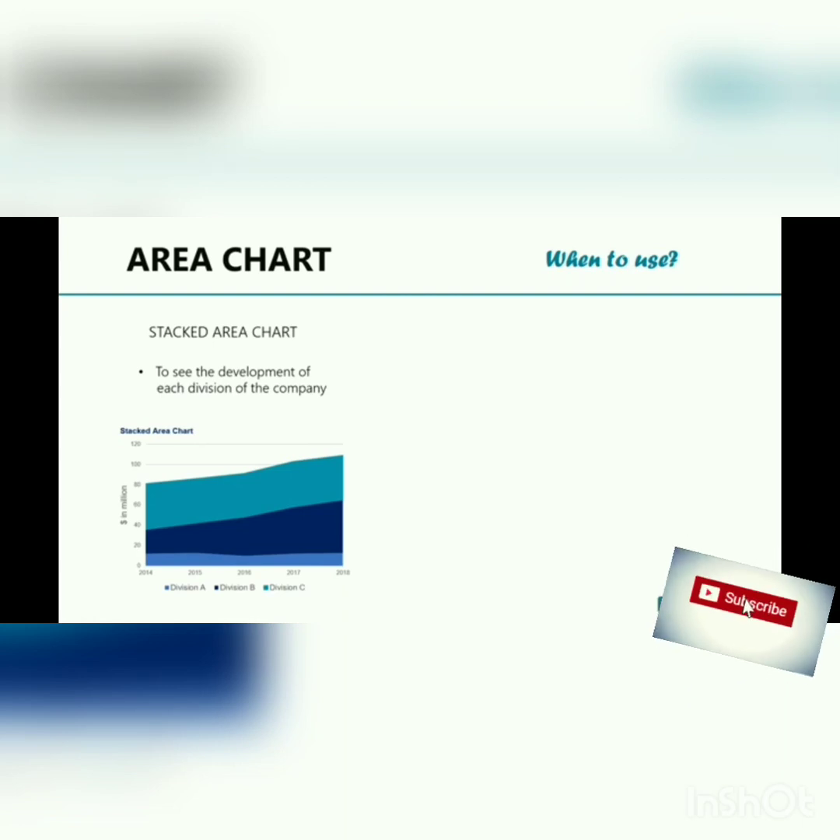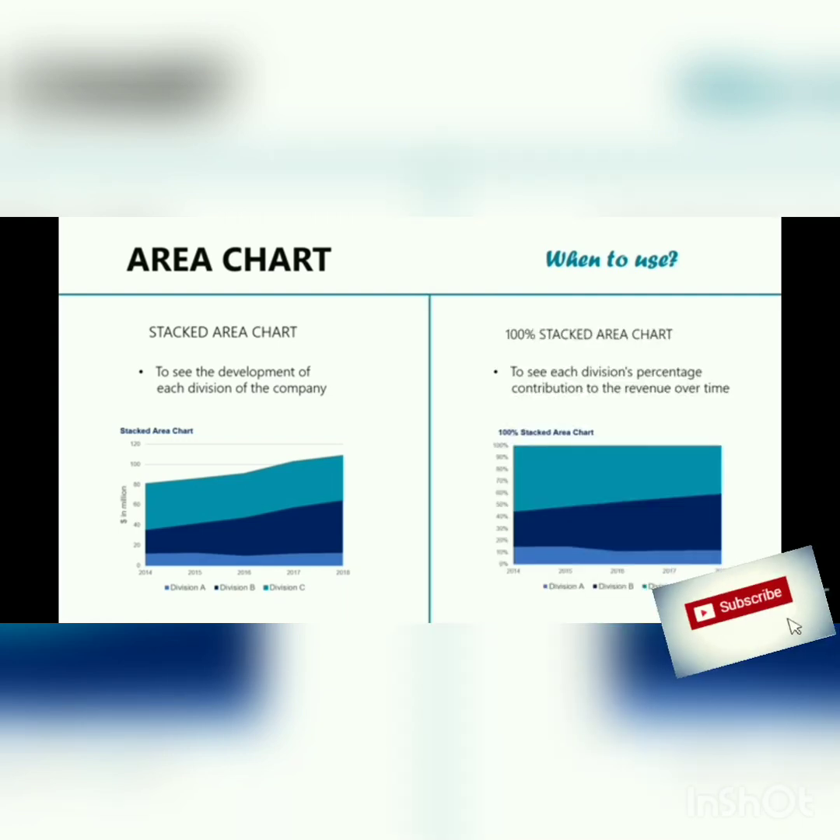However, if we are interested in the portion of revenue generated by each division, and not that much in the total amount of revenues, we can simply use a 100% stacked area chart. This will show each division's percentage contribution over time.